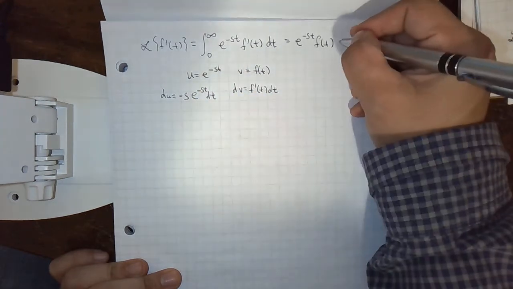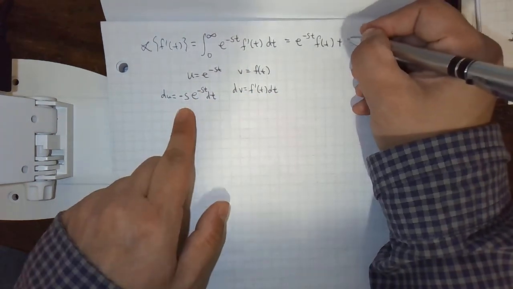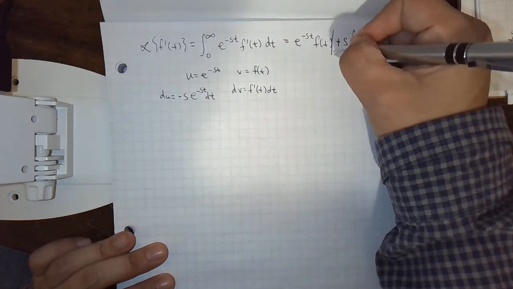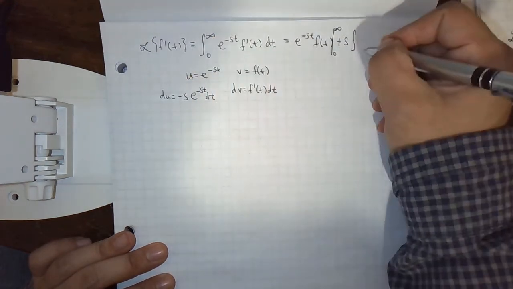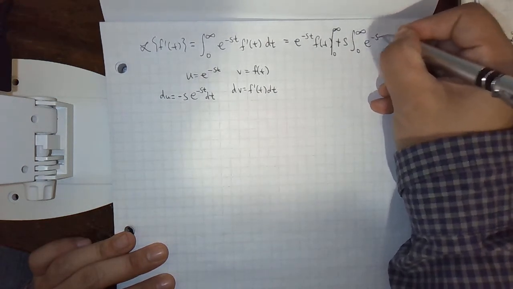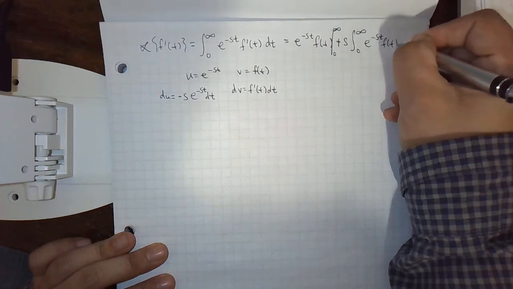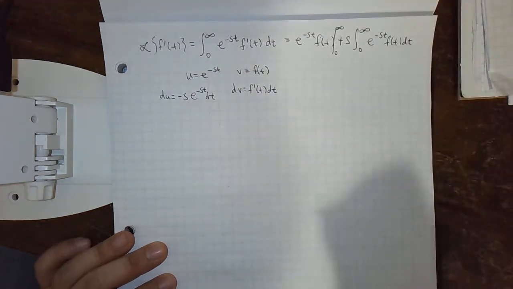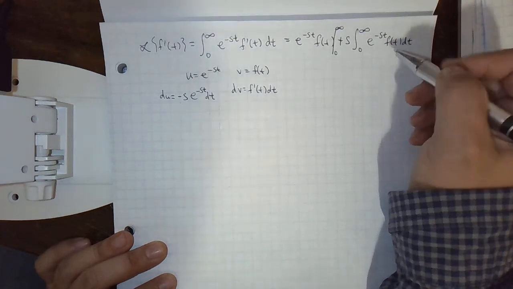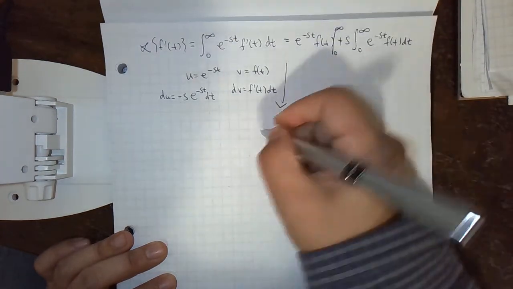There's a minus sign here, so this is actually plus. s is a constant, which we'll pull out in front, and then the integral, sorry, this goes from 0 to infinity. We have a definite integral now. Integral from 0 to infinity, e to the minus st f of t dt. Okay, we recognize this as the Laplace transform of f of t, so that's good. We'll be able to get that.